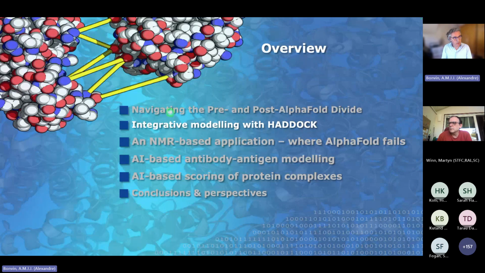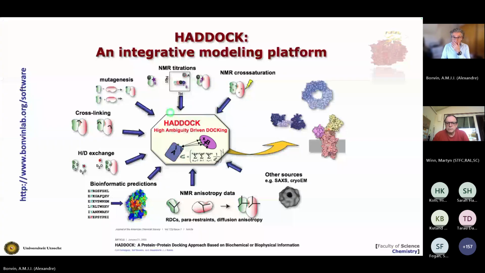So now, having convinced you that there is maybe still room for more classical approaches because not all problems are solved, I'm going to switch back to integrative modeling with HADDOCK. So HADDOCK has been there for more than 20 years, and it's developed as an integrative modeling platform.